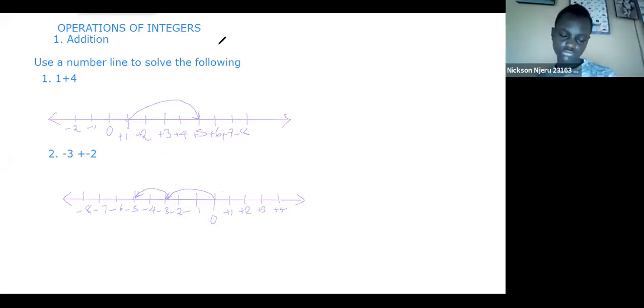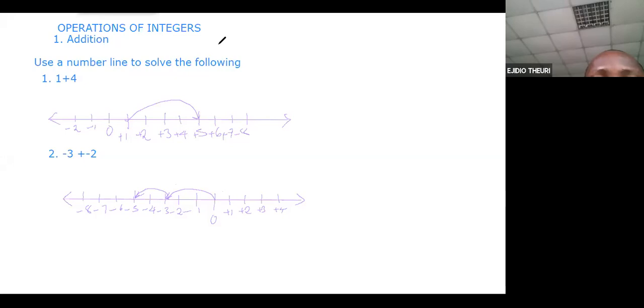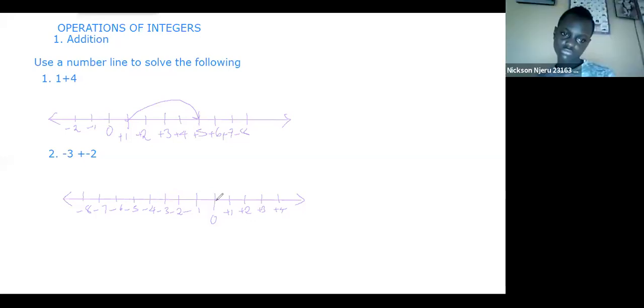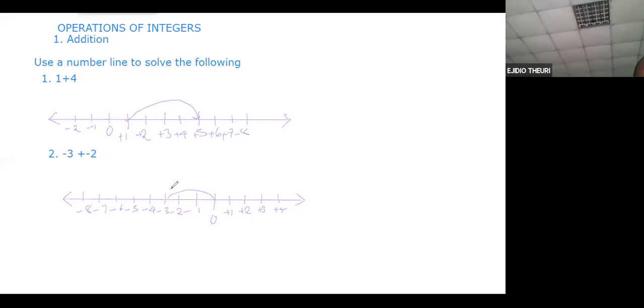I want to draw a more clear one. So from 0 to -3, there. Then you move another 2 steps. You write the answer is equal to -5. Now, this was +5.